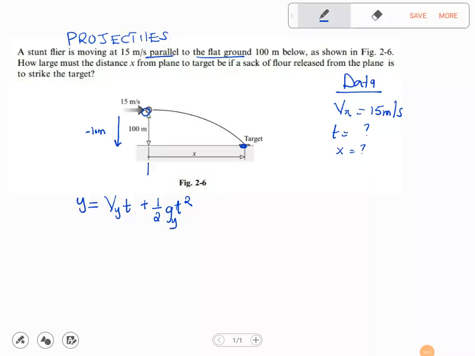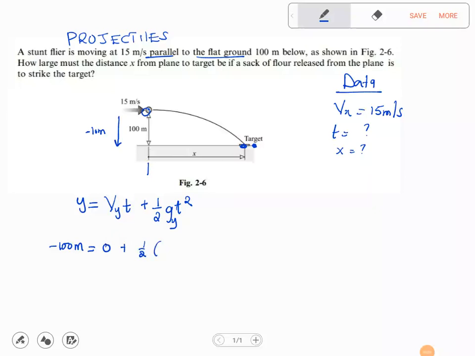So solving for t, remember we are looking for t. So the displacement in the y, as long as the target hits here, it will be negative 100 and not 100, because it moves in the opposite direction. And the initial velocity in the y, we don't have, we only have in the x. So here's 0 multiplied by t, which is 0, plus half acceleration due to gravity.